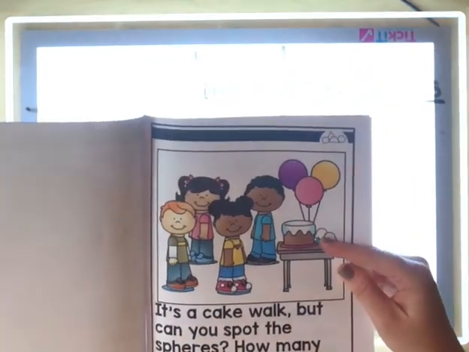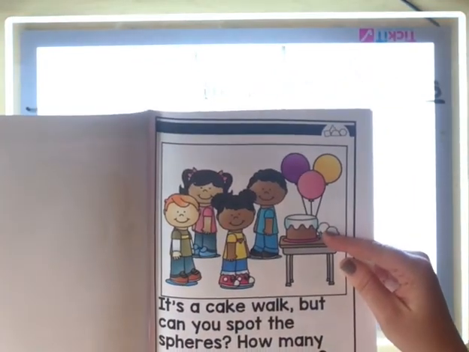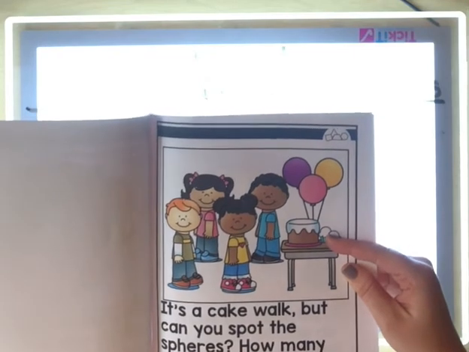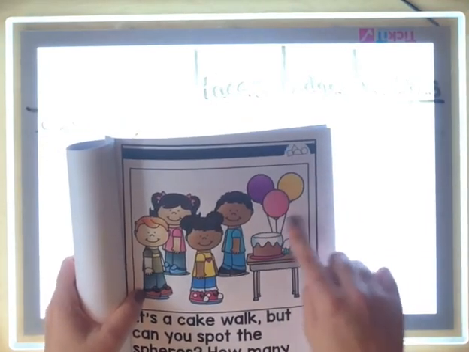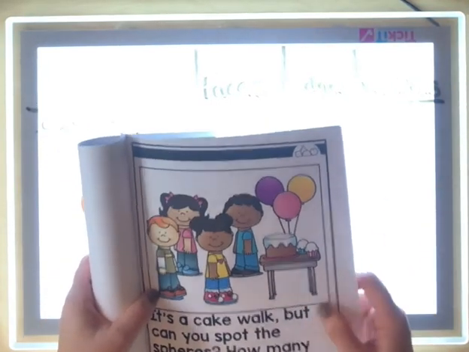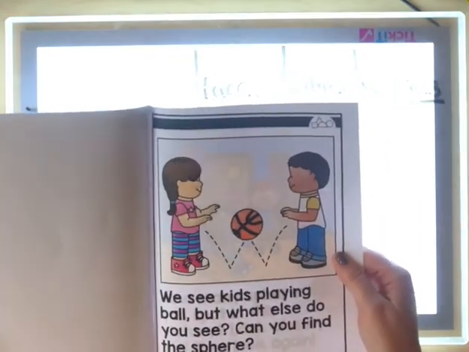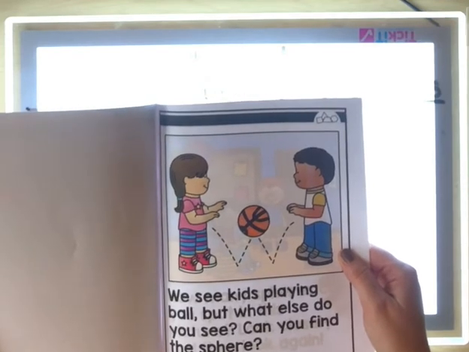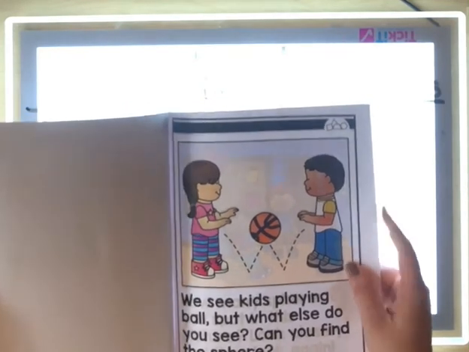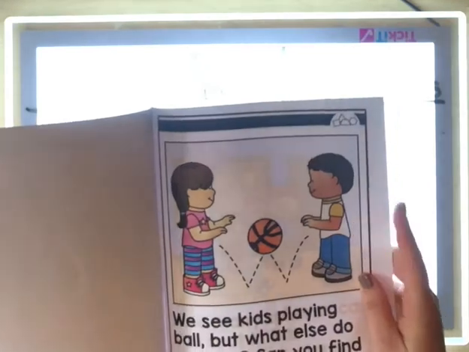It's a cakewalk. Can you spot the spheres here? How many spheres do you see? Look, 1, 2, 3 here in the balloons. We see kids playing a ball, but what else do you see? Can you find the sphere? Right there, that ball.